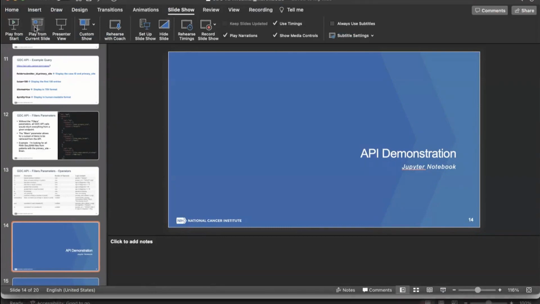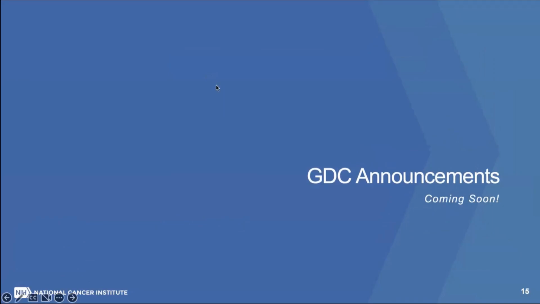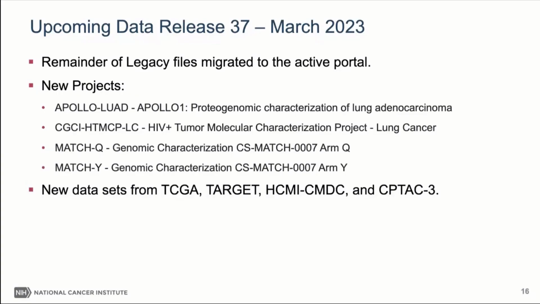So I just want to go over a few GDC announcements. We have an upcoming data release 37, which will be in March of 2023. In this release, the remainder of the legacy files that will be migrated to the active portal will be migrated there, as well as the release of several new projects, which include the Apollo LUAD project, the CGCI HTMCP lung cancer project, and then two projects from the MATCH program, ARMQ and ARMY.